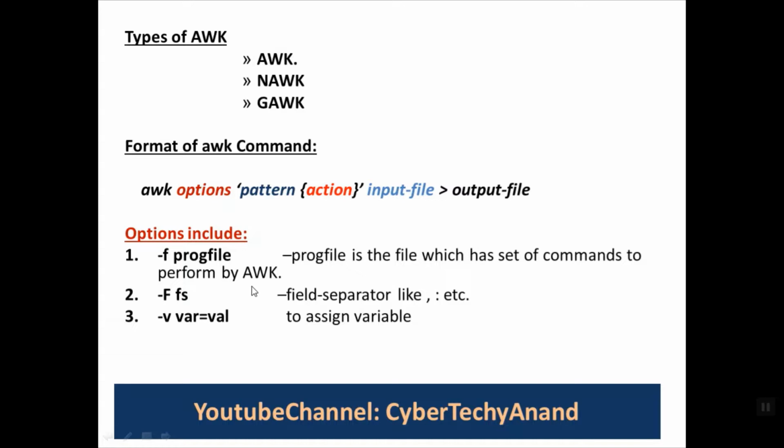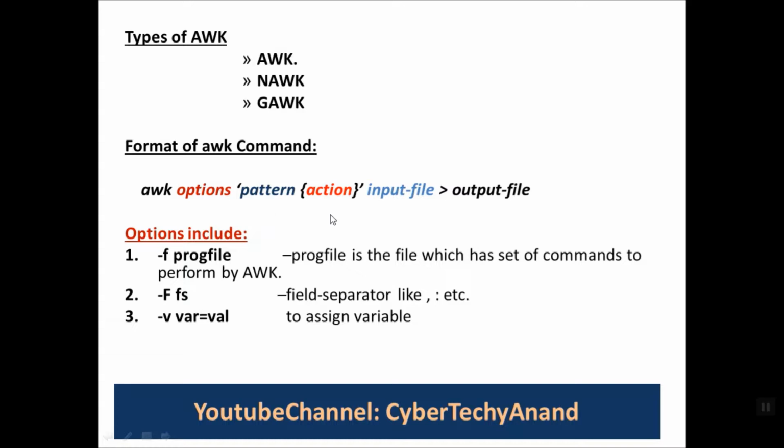And the third, the most important thing, is to pass a variable into the instruction of AWK. The option is hyphen v var equal to value. If you pass a value to the variable, this variable can be used inside the AWK instructions. So this is the way to assign a variable. I'm going to show all this clearly in the demo so that you can make use of these things and start writing your own AWK commands.